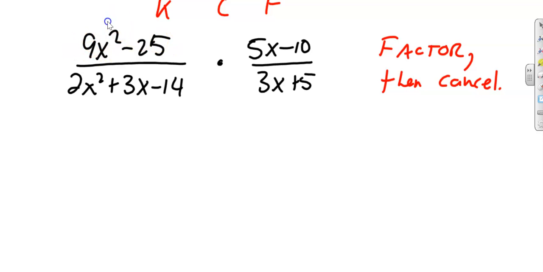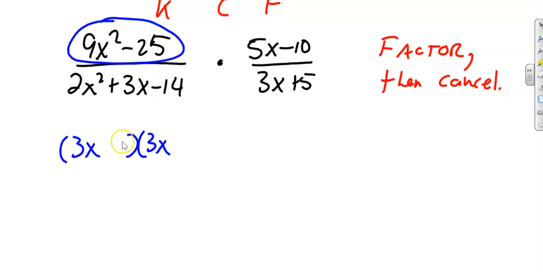So for this one, again, if we do this part in blue, 9x squared minus 25 is 2 terms. They're both perfect square numbers. 9 would be 3 times 3. 25 is 5 times 5. Just make one a positive and one a negative, and that's your 2 numbers there.